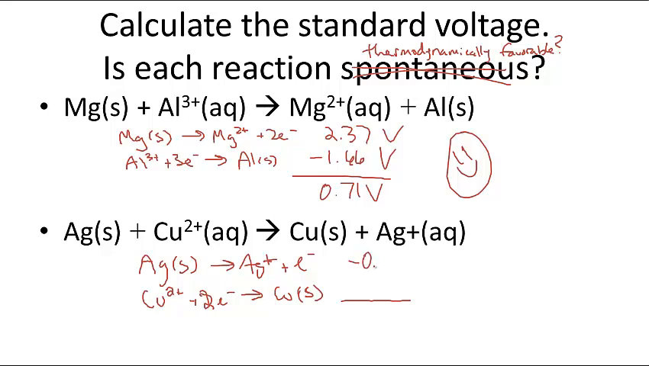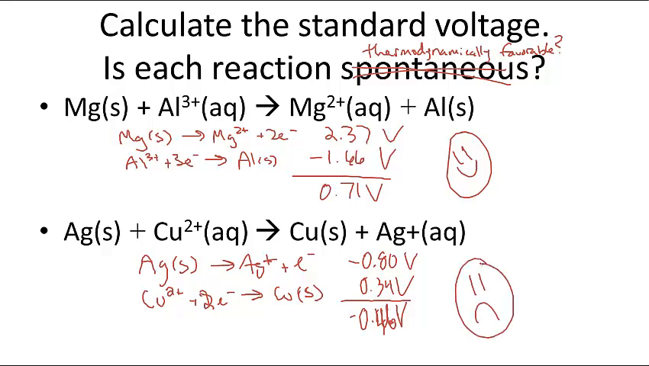Silver, negative 0.80. Copper, positive 0.34 in this direction. Negative 0.46 volts. That is an ugly 46. Negative, sad, not going to happen. All right. So this would occur if you only allowed electrons to flow in one direction. This reaction would not proceed. The bottom reaction would not proceed. The top one would.